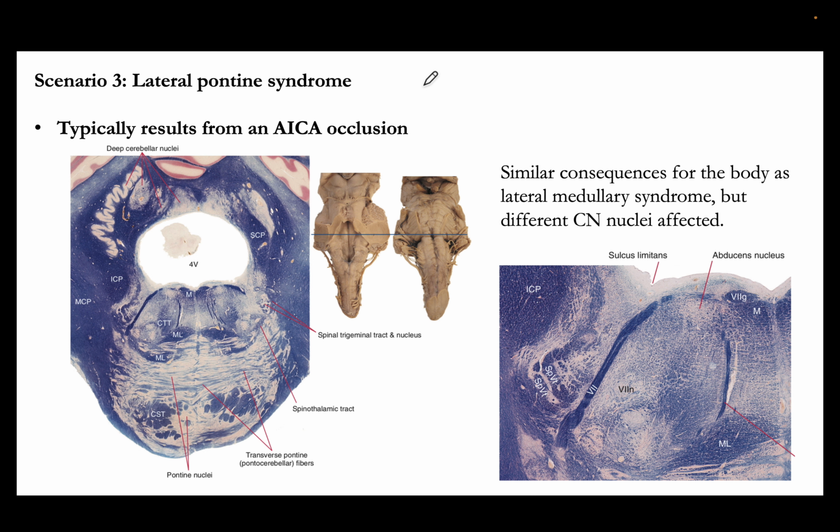So our next example is lateral pontine syndrome. And this typically results from an anterior inferior cerebellar artery occlusion. Now, lateral pontine syndrome has similar consequences for the body as lateral medullary syndrome, so the tract-mediated consequences are similar, but because we're at a different rostral-caudal level of the brainstem, the deficits related to cranial nerve nuclei are different. So, similar body, different head, neck and face deficits.